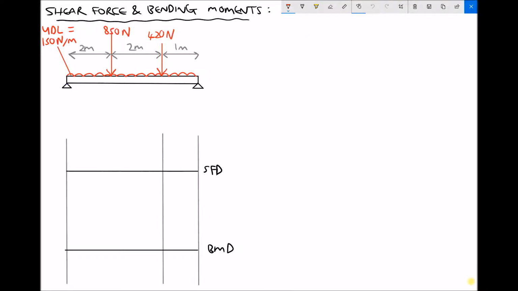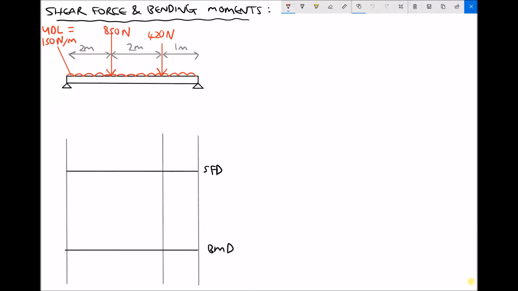Following on from the previous tutorial, we're going to produce a shear force and bending moment diagram for the beams shown on the screen. This time we not only have point loads, but we also have a uniform distributed load. So we have an 850 Newton force 2 meters from the left hand support, a 420 Newton force 4 meters from the left hand support, and the beam itself is 5 meters long.